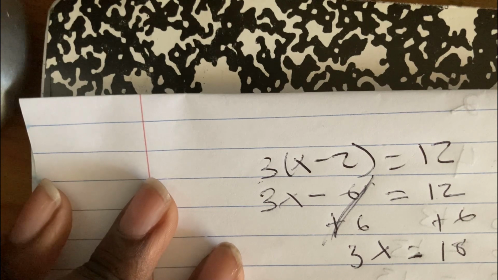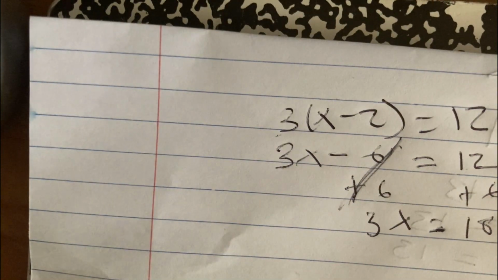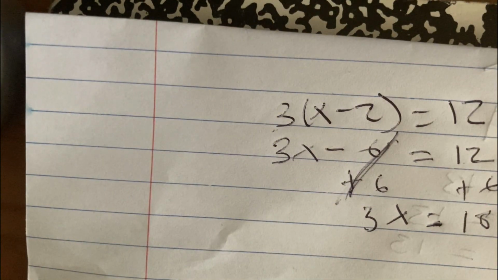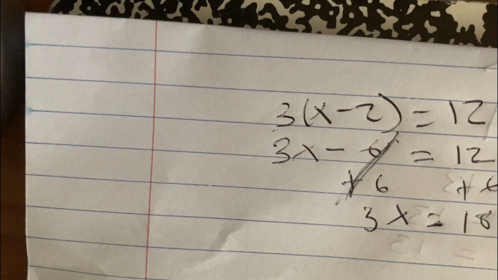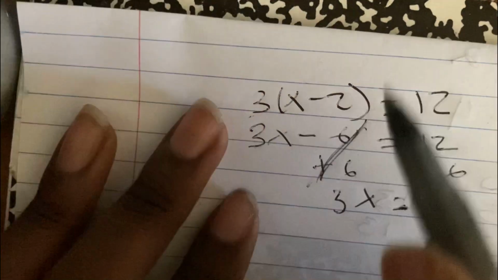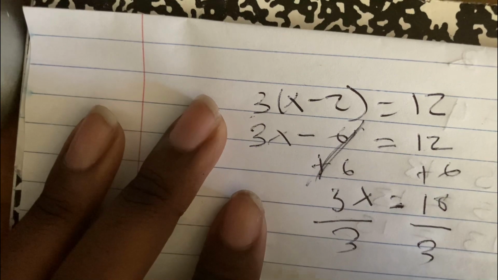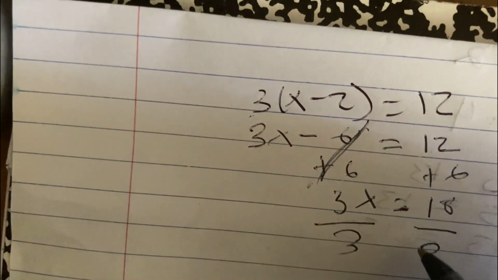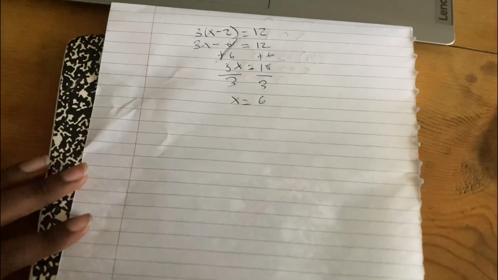Now we're going to undo the operation in order for the x to be left alone. So you do the opposite of whichever operation is being used on the x. If x was being divided by 3, we would do the opposite of that with multiplication. But since it's being multiplied, we go with the opposite of that, which is divide. So divide by 3 on both sides, and we get x equals 18 divided by 3, which is 6. So x is equal to 6. That's our final answer.